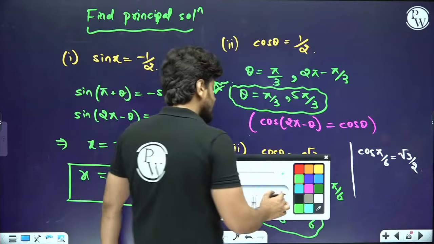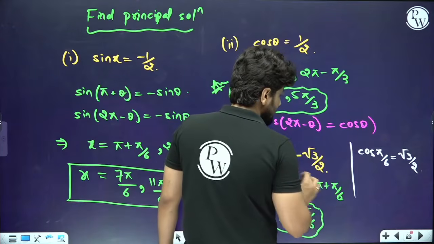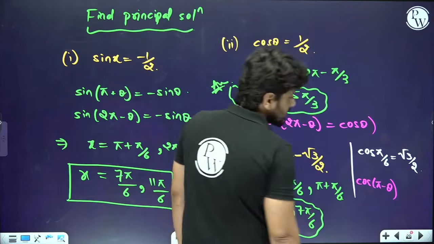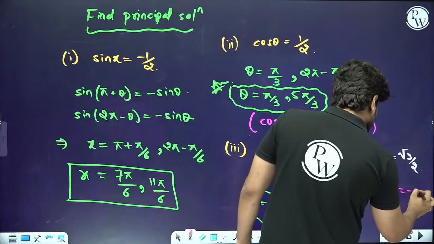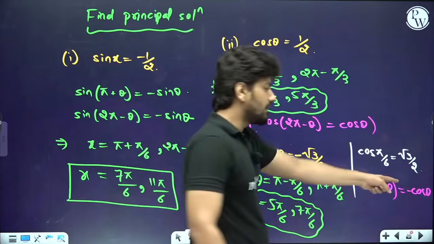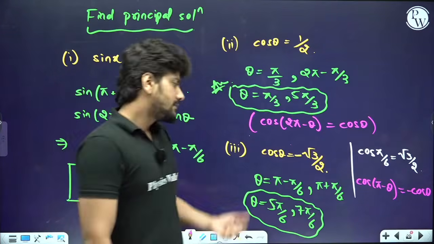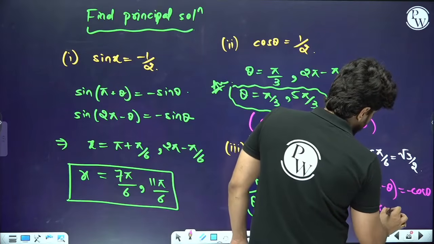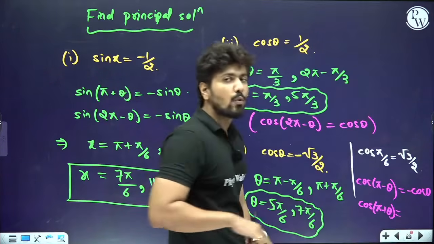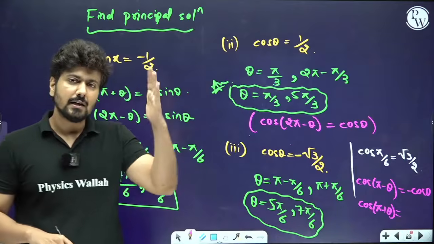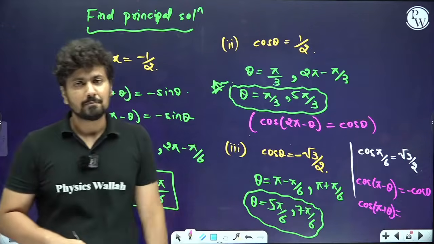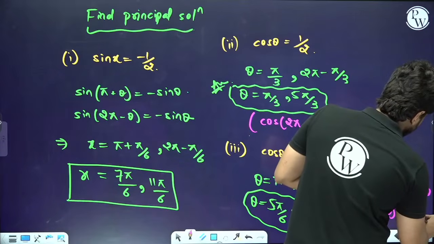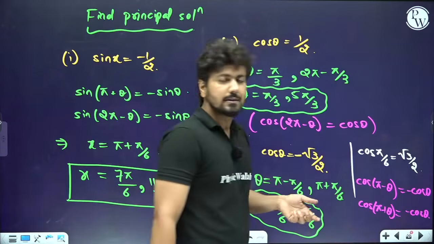Let me again repeat it. See guys, all of us know that cos of pi minus theta is equal to what? Minus cos theta, right? Negative values in the second quadrant. Same way, cos of pi plus theta will be an angle in the third quadrant. Pi minus theta is second, pi plus theta is a third quadrant angle. Okay, so cos of pi plus theta is also equal to minus cos theta. That's what I am saying over here.